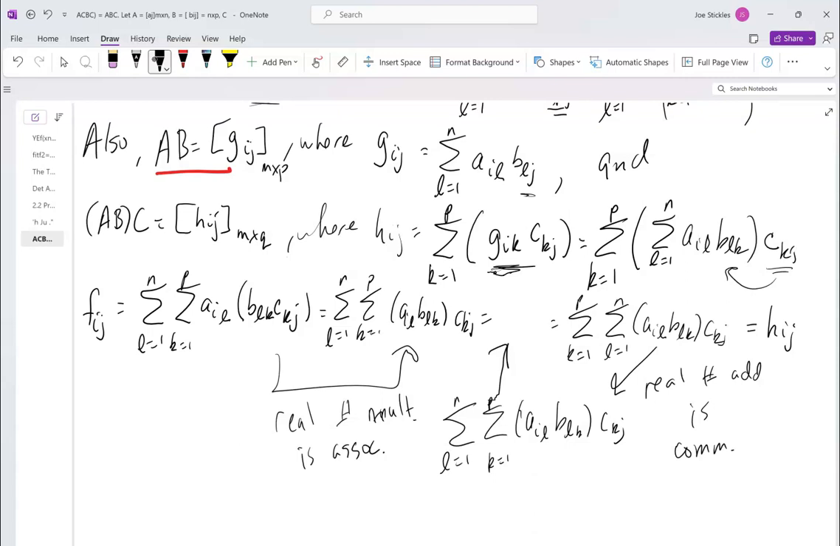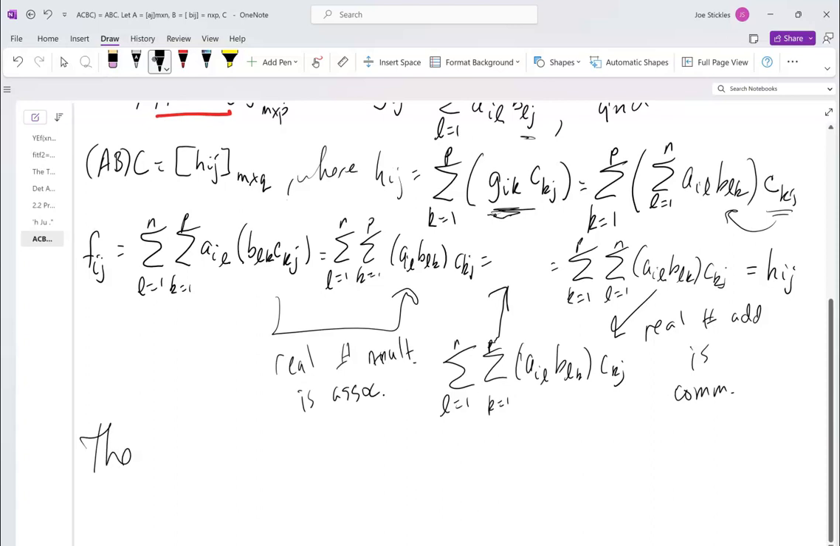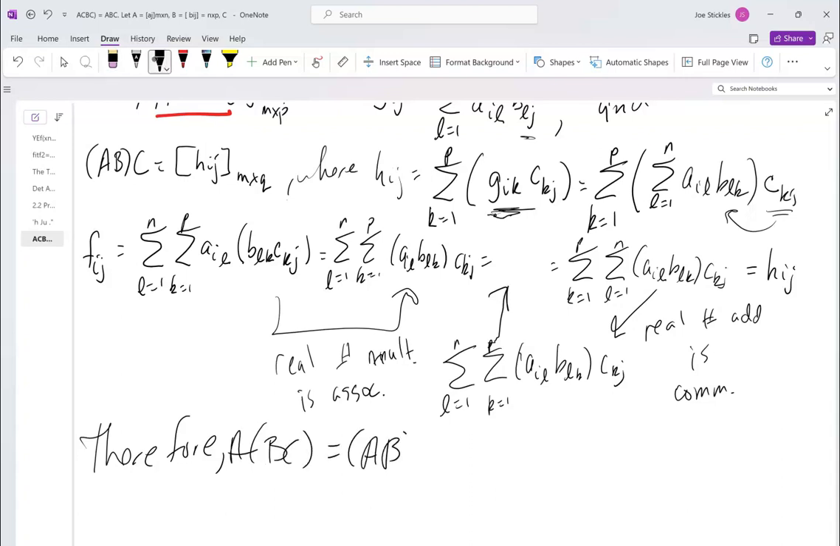And remember, to show that two matrices are equal to each other, we need to show they have the exact same entries. Is that what we just showed? Because the F is representing the general entry for A times BC, and the H is representing the general entry for AB times C. So therefore, the other way around, I guess is how I have it written above. To get your associative property verified.